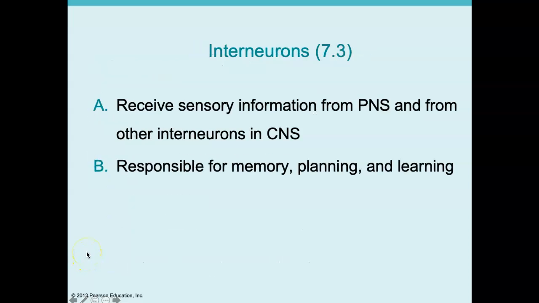This incoming information from the sensory neurons comes to the spinal cord where the interneurons live. And these interneurons process the information. They do some planning, some learning in the CNS.